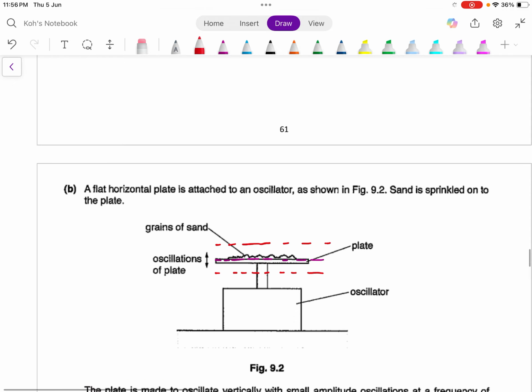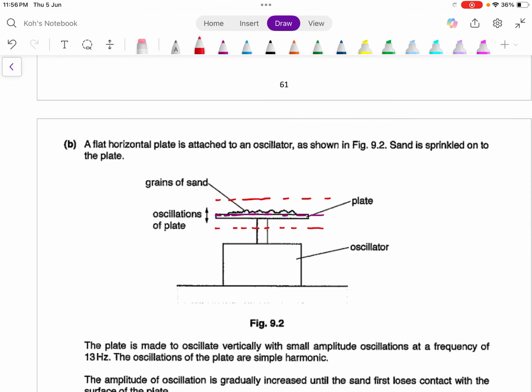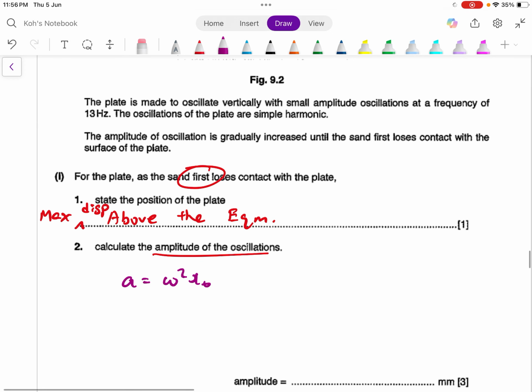Meaning, for example, I draw the 3 lines. This part and this part are the maximum and minimum points. This part right here is the equilibrium. So as the plate is moving down from the amplitude, towards your equilibrium, the sand will first lose contact with the plate. So that is what I meant by the very first part.